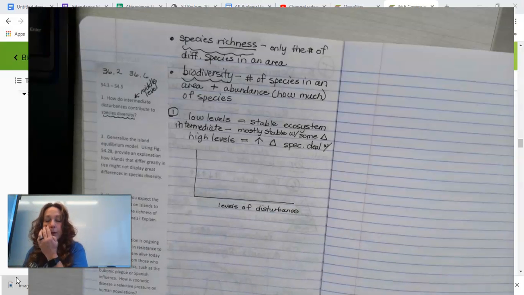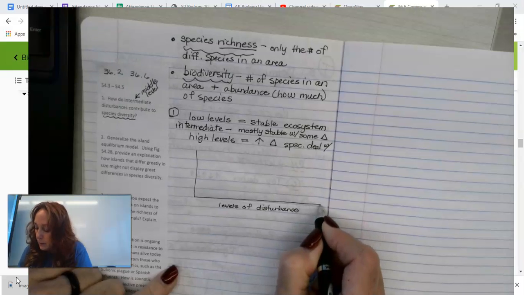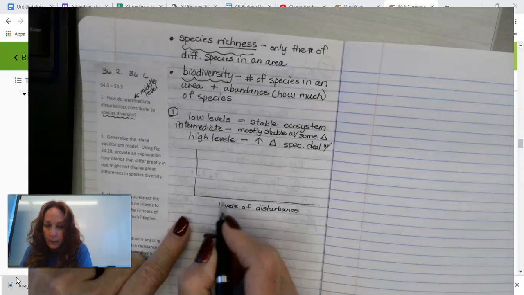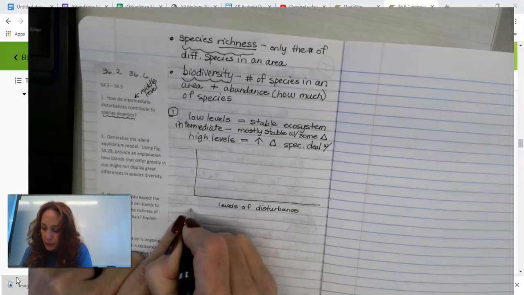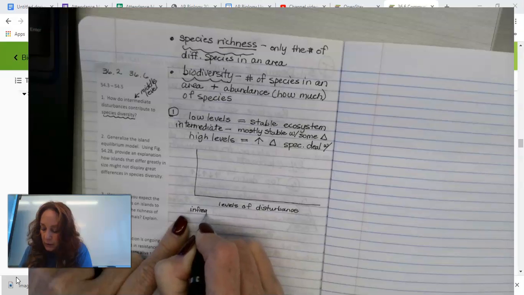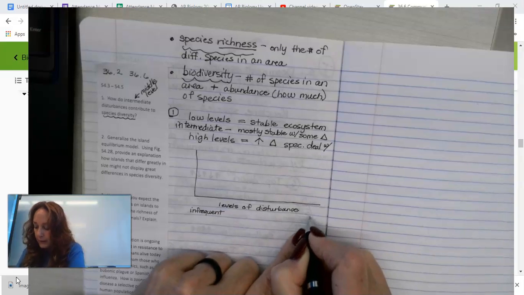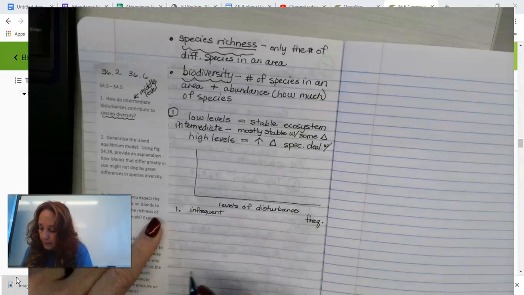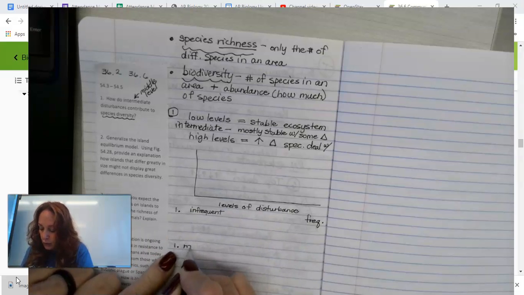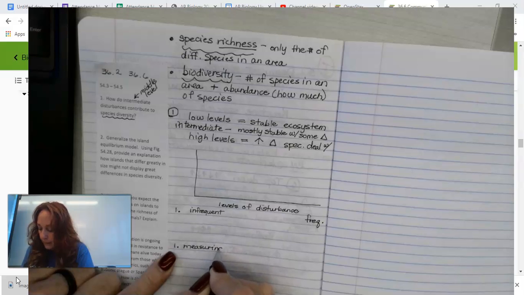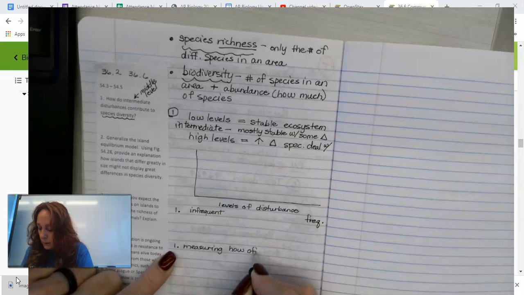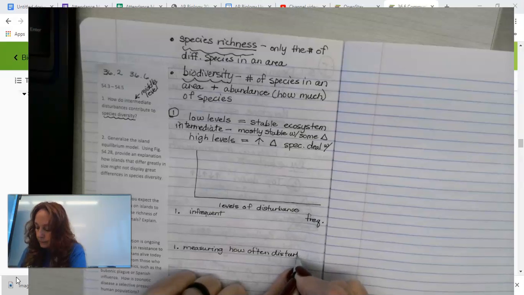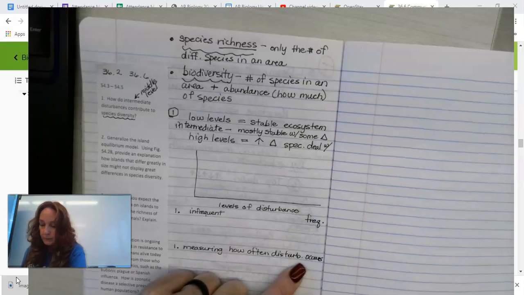So let's think about what we could do as we think about the extremes of our graph. If I wanted to label, that we don't have them very often, this would be infrequent. So maybe I'm measuring how often, and here would be frequent. For this one down here, I am measuring how often the disturbance occurs. Okay, I could do that.